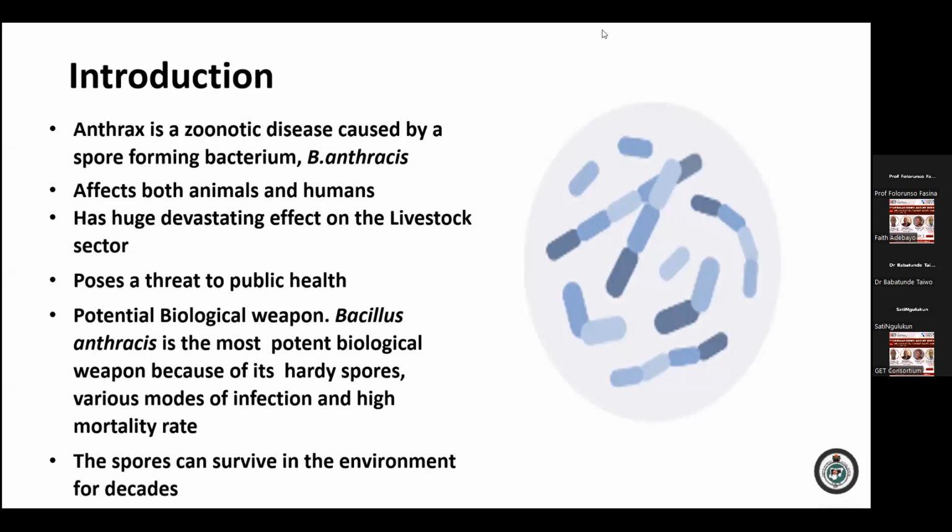As Dr. Fashino rightly said, anthrax is a zoonotic disease caused by a spore-forming bacterium, Bacillus anthracis, that affects both animals and humans. It has a huge devastating effect on the livestock sector, and not only the livestock sector, it also poses a threat to public health. And as has been mentioned also, it is a potential biological weapon, because Bacillus anthracis is the most potent biological weapon because of its hardy spores, various modes of infection, and also because of its high mortality. The spores can survive in the environment for decades.